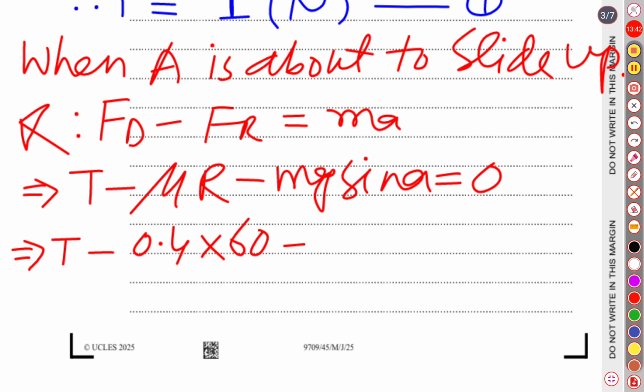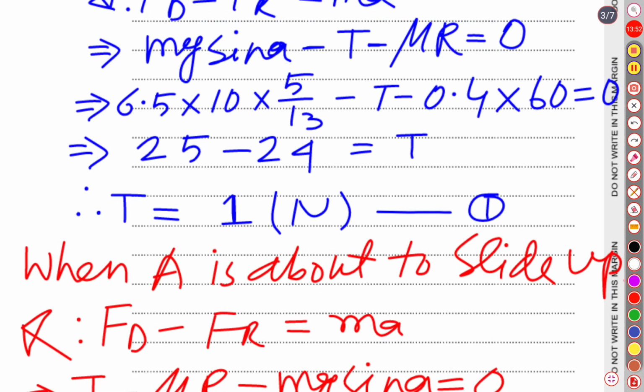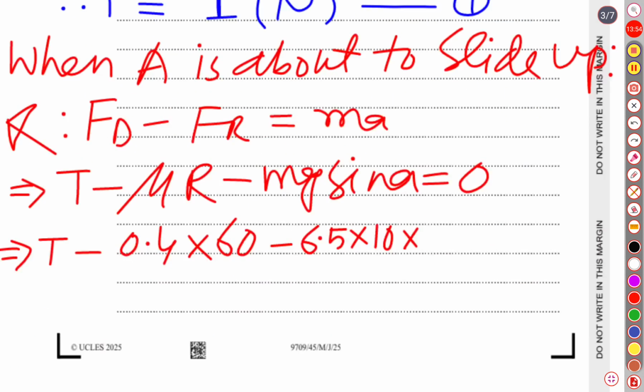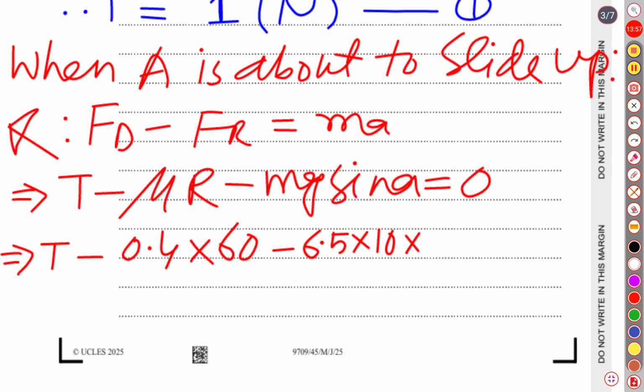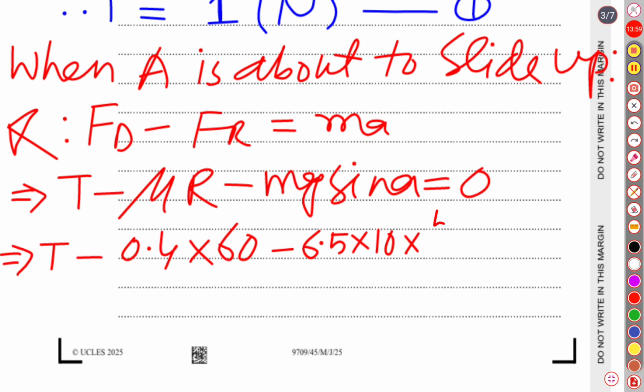60 minus mass of particle A is 6.5, into acceleration due to gravity is 10, and sine alpha we have already used. Sine alpha was 5 over 13. So it is 5 over 13, equal to 0. Hence our tension is going to be, let it be the last step for this part.